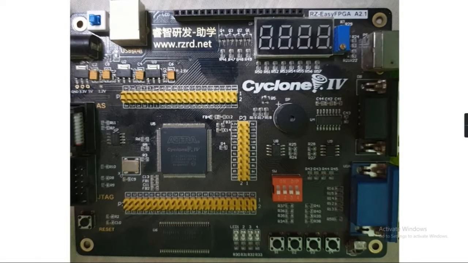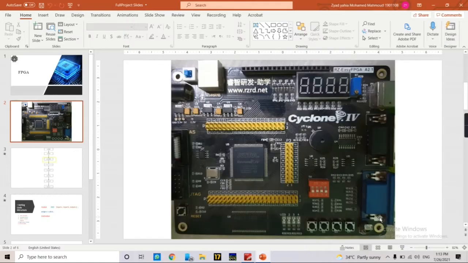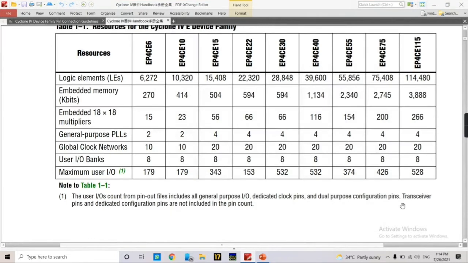This is a board, but first we need to take a look at the datasheet. The chip contains logic elements. These logic elements are blank logic elements. They're not NANDs and ANDs and ORs. No, they are blank elements that can be programmed. Every element can be programmed to be AND, OR, NOT, OR. So it is reprogrammable.